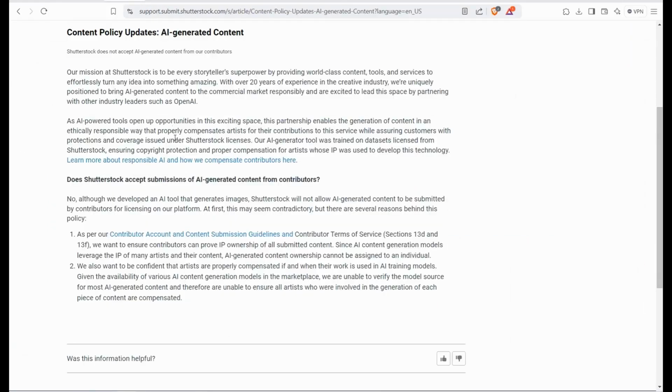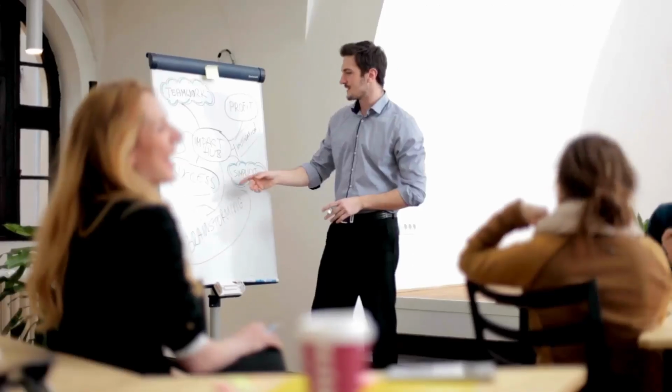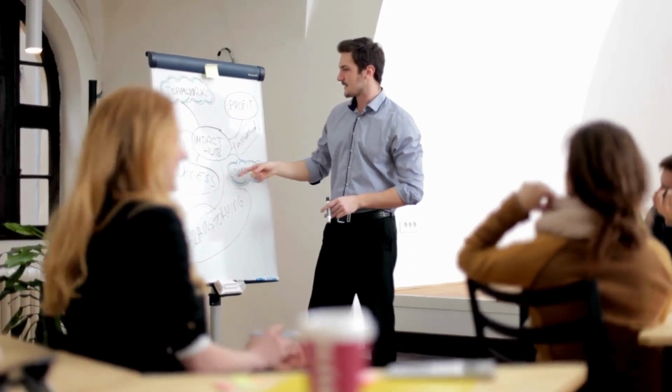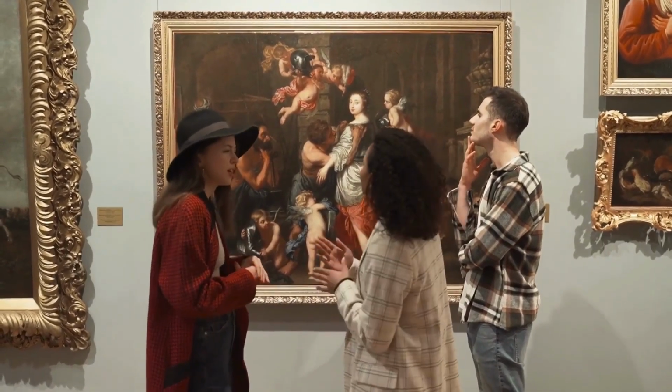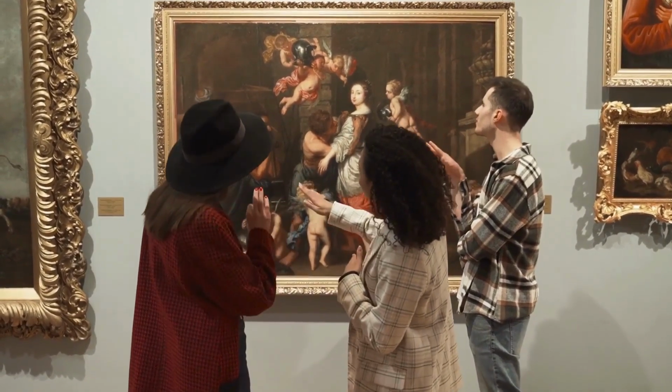And this is not my opinion. Here in the guidelines of Shutterstock contributor, it asks: does Shutterstock accept submissions of AI generated content from contributors? The answer is clearly no. So you can't rely on Midjourney or Ideogram and so on to craft beautiful images and sell them in this marketplace. Instead, I'm going to show you 3 different ways to get and create amazing and stunning images that are highly in demand on Shutterstock, for anyone.